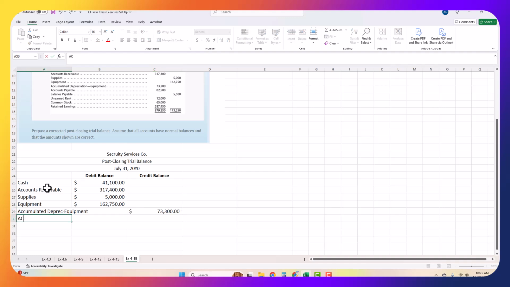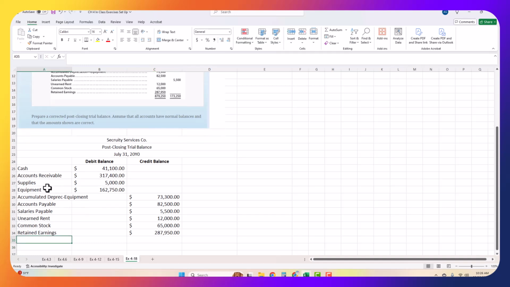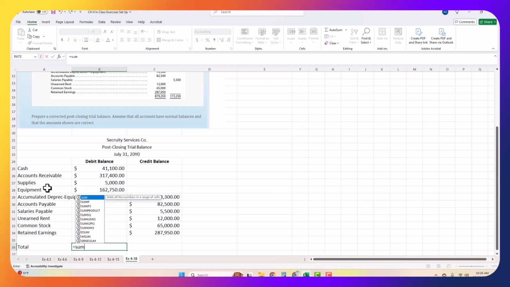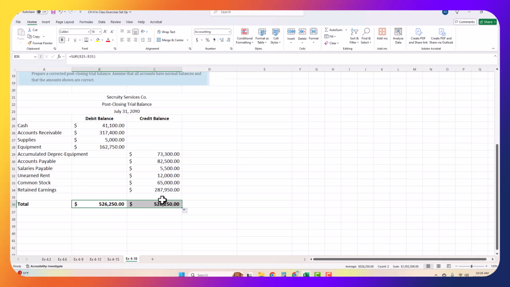We would have accounts payable, we would have salaries payable, we would have unearned rent, that's a liability. We would have common stock, and we would have retained earnings. And then what we would do is we would have the total. We would add up the debit balance and the credit balance. And they should be balanced, right? They should be the same amount. And I'm just going to drag my formula over, and they do balance. So that is a post-closing trial balance.